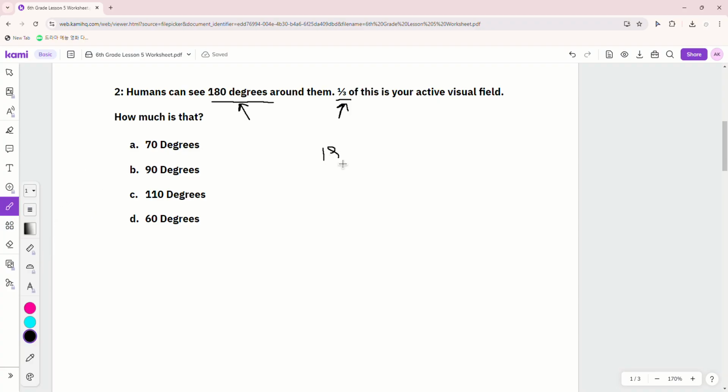So 180 divided by 3 equals 60. Because the reciprocal of 1/3 is 3. So it's the 60 degrees.